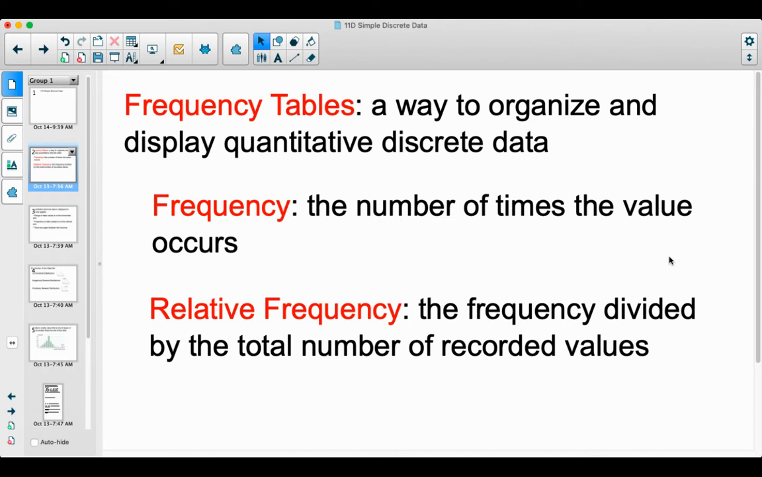The frequency is going to be the number of times that value occurs. So, how many times does the number two show up? And then your relative frequency is essentially the frequency divided by the total number of recorded values. So, really, your relative frequency is your probability. Like, what is the probability of getting a two in that particular problem? And so, it would be your number of times the two shows up out of your total number of times that you had recorded the values.